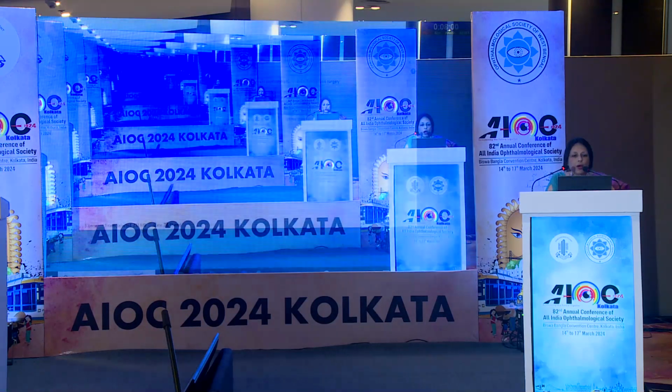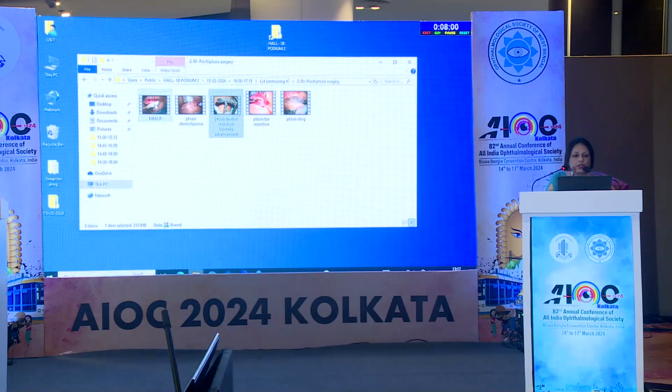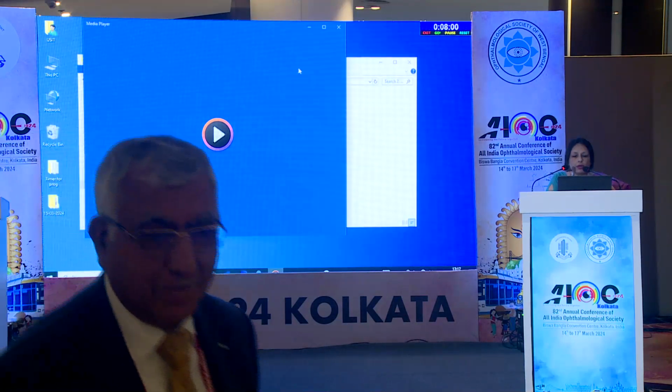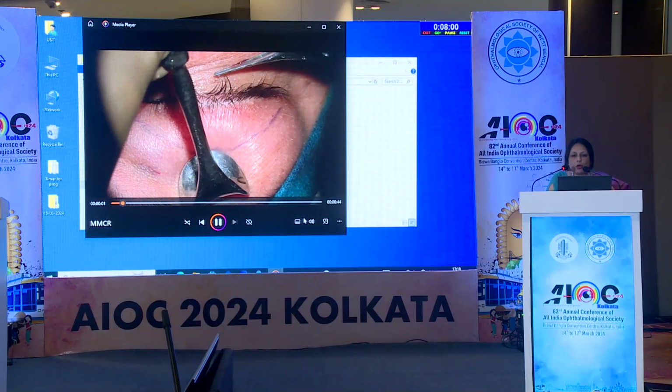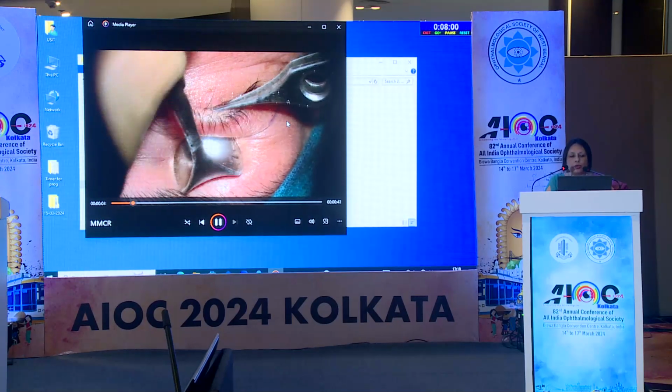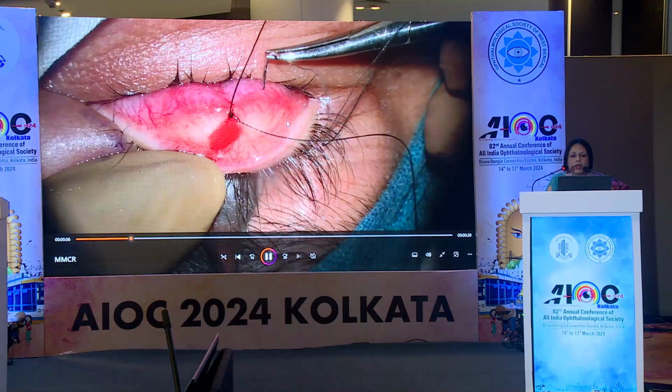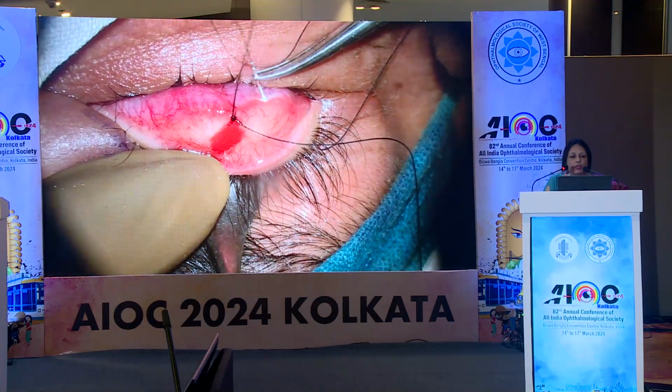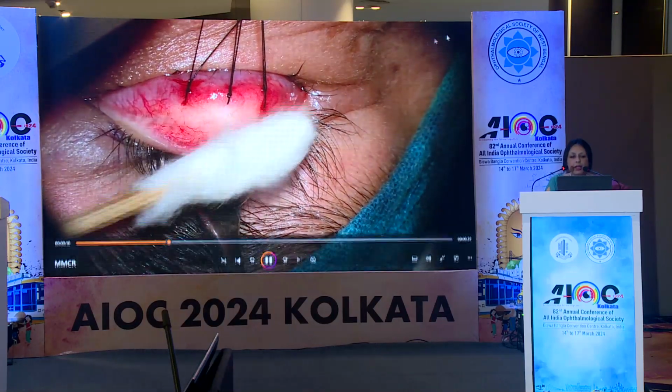Okay, so now I will go to a patient with MMCR. How do you do it if you have a small amount of ptosis? Usually classically we do this procedure for aponeurotic ptosis, but it can also be done in congenital ptosis with good levator action and mild ptosis only.